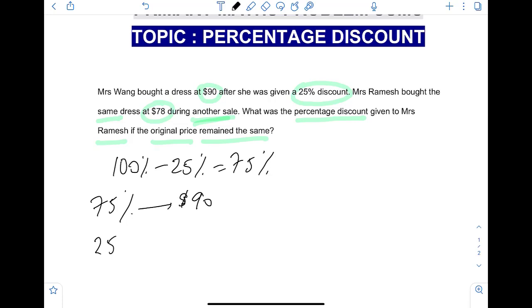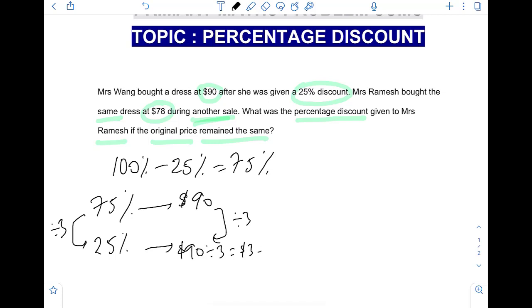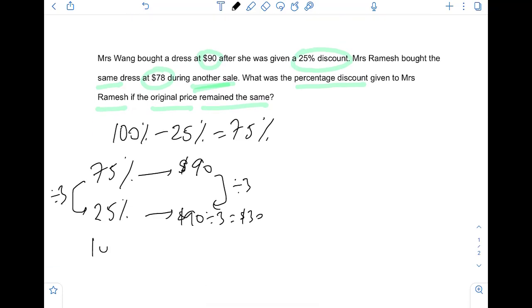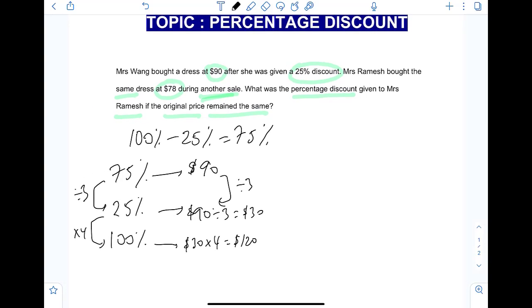We can go to 25%. 75 to 25, you actually divide by 3. Do the same thing over here. $90 divide by 3, $30. Okay, and then we jump to 100%. 25 to 100, we times 4. Do the same thing there. $30 times 4, $120. This is the original price of the dress.